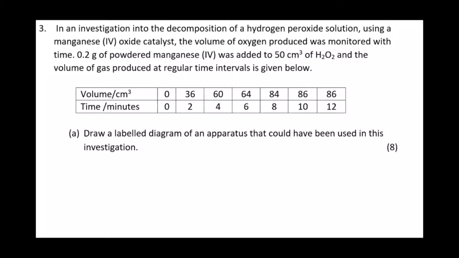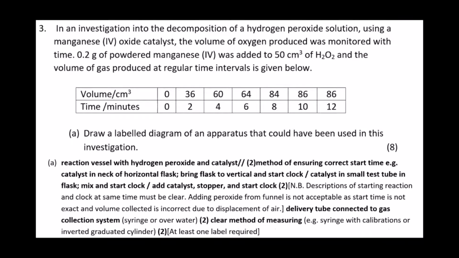In an investigation into the decomposition of hydrogen peroxide solution using a manganese oxide catalyst, the volume of oxygen produced was monitored with time. 0.2 grams of powdered manganese oxide was added to 50 cm³ of H2O2, and the volume of gas produced at regular time intervals was given below. Draw a labeled diagram of an apparatus that could have been used in this investigation.